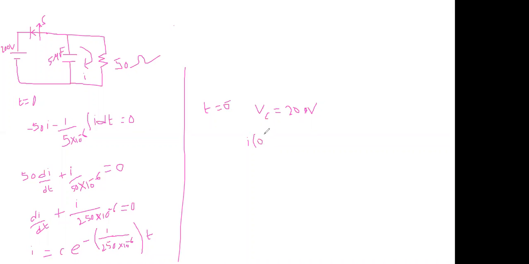I of 0 plus equal to 200 divided by 50, voltage divided by resistance. What is the current here? 4 amps. So I of 0 plus is 4 amps. Then when t equal to 0, substitute the initial values here.